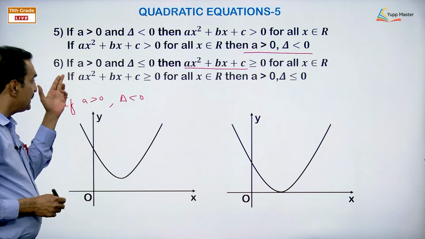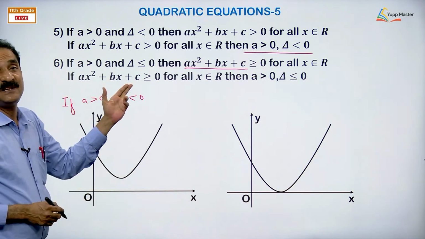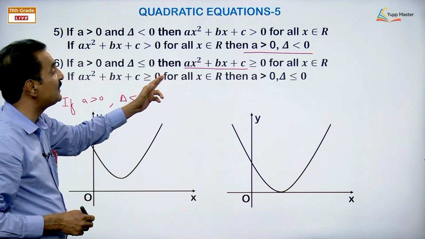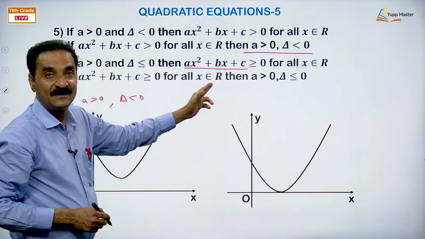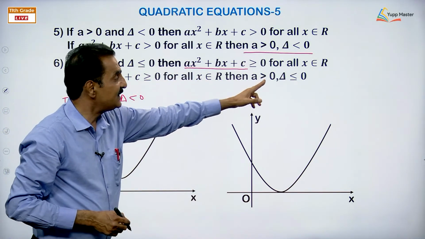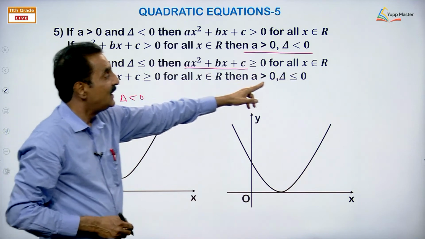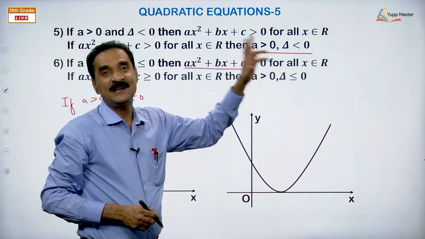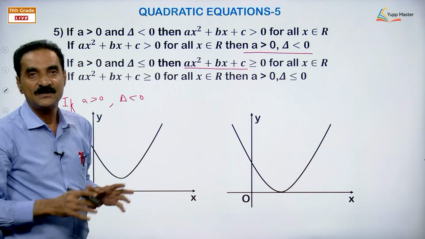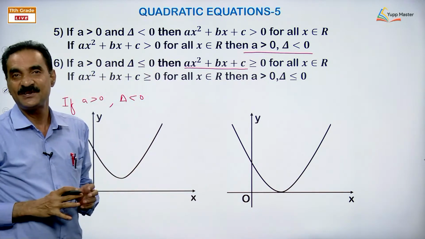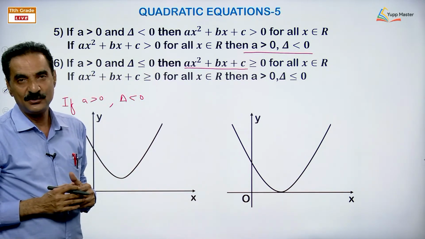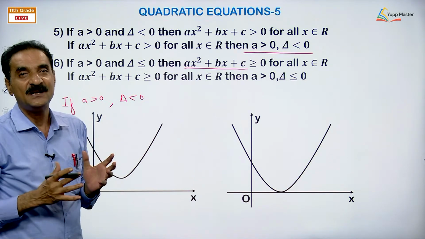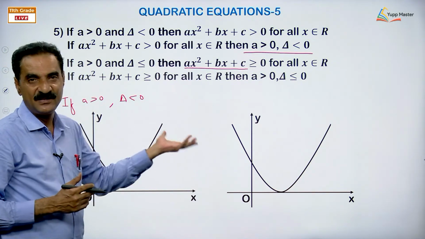Converse: if ax square plus bx plus c is greater than or equal to 0 for all x belongs to R, then a must be greater than 0 and delta must be less than or equal to 0. So, you have to remember these points: when a is greater than 0, the sign of the quadratic expression is always positive in these two cases.